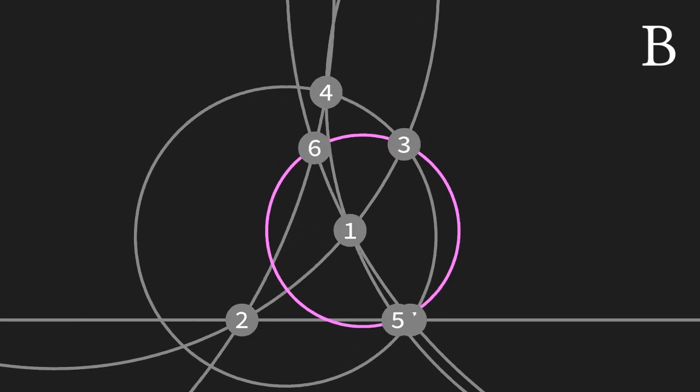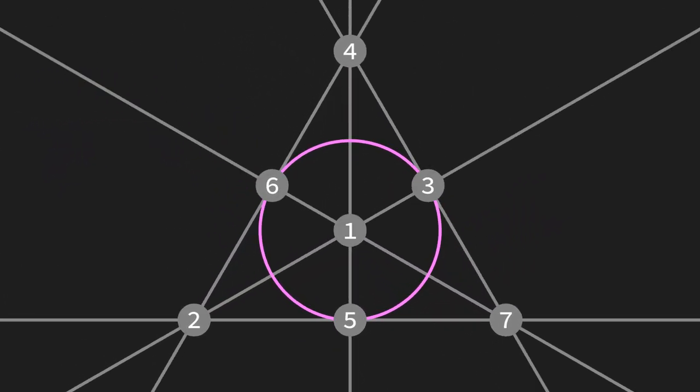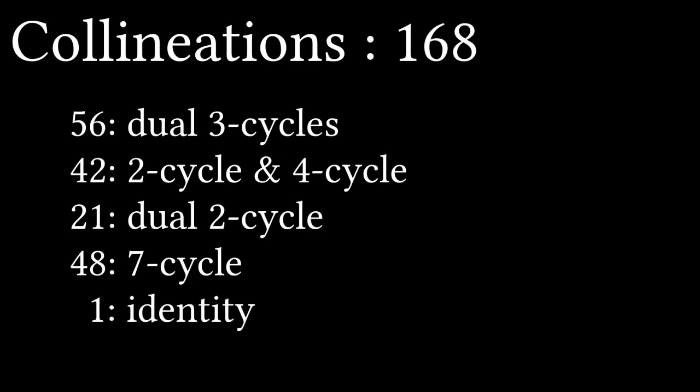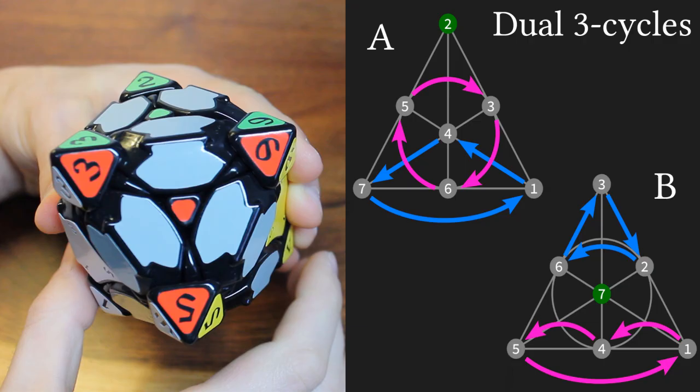Any movement that rearranges the points and lines while preserving the structure is called a collineation. There are 168 possible collineations, and they fall into 5 categories. The dual 3-cycle category includes the A and B moves on the puzzle.